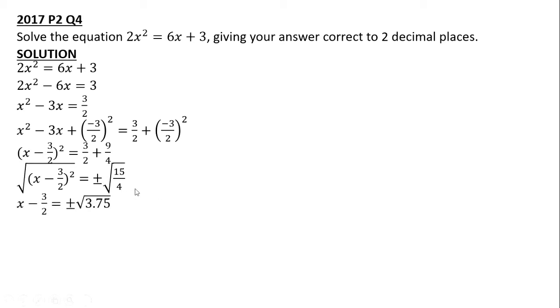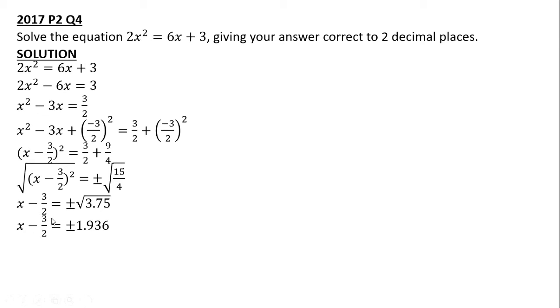Divide 15 over 4. First, we'll convert the 15 over 4 into a decimal. It's going to give us 3.75. From here, we are going to find the square root. The square root of 3.75 is plus or minus 1.936.